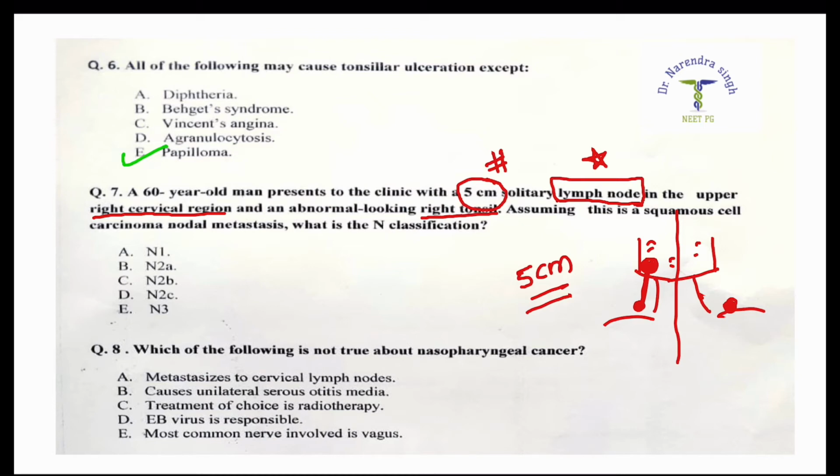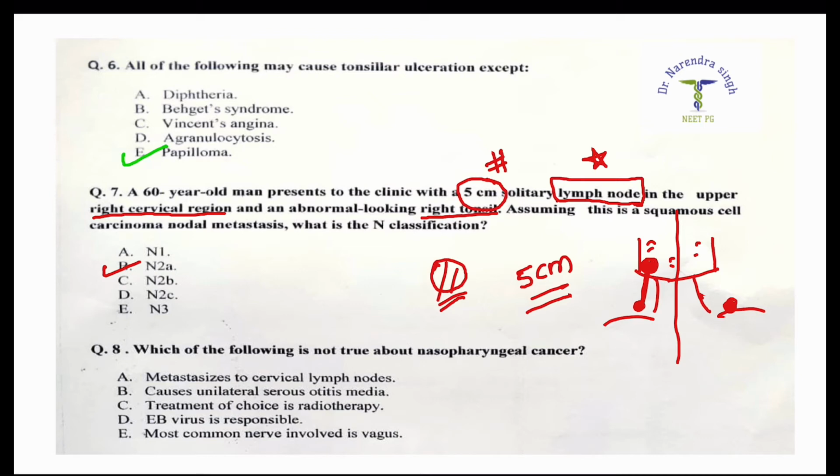So, the answer here will be N2A because it has a single lymph node. The third catch was the single lymph node. Only a single lymph node was involved. If multiple lymph nodes were involved on the ipsilateral side, then the option would have gone toward N2B. And if it is the contralateral side, then the option would have gone toward N2C. So in this case, the correct option is option B, that is N2A.